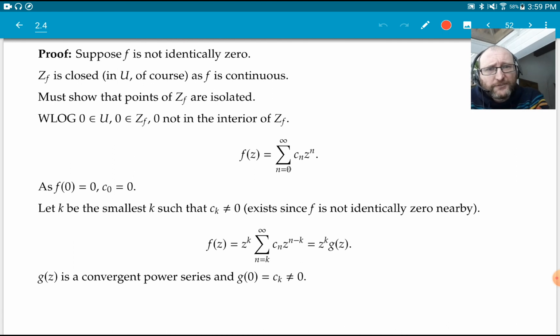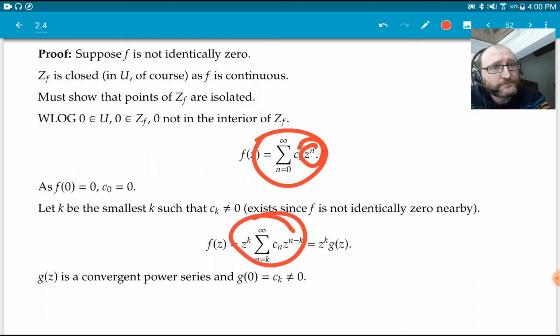Now, what that means is that we really are starting this power series at k, right? And if we're starting this power series at k, all the terms have z to the k, so I can divide z to the k out of them, right? So I can write this power series like this, and this power series, that's this g. So let's just call it g. So g is a convergent power series, and I have that f is z to the k times g, right?